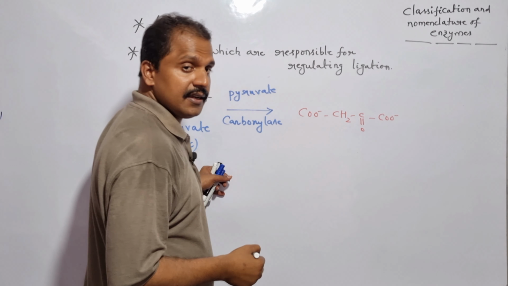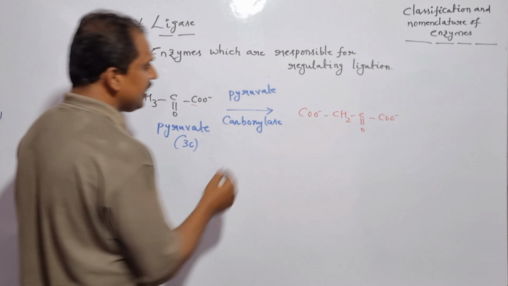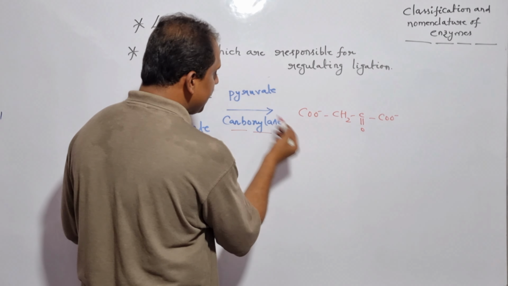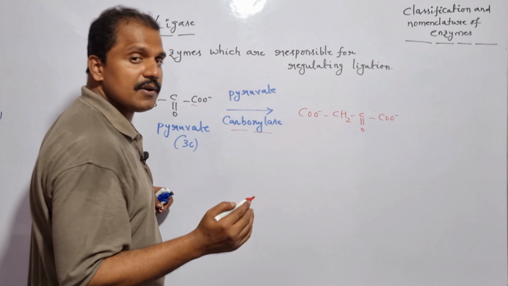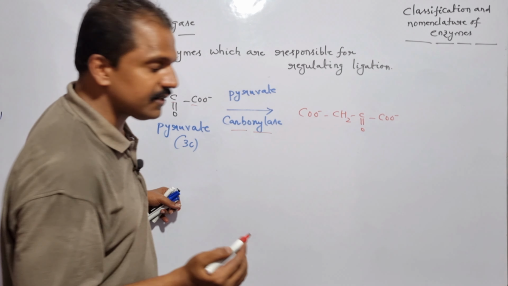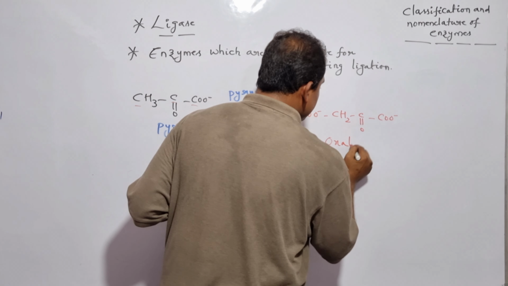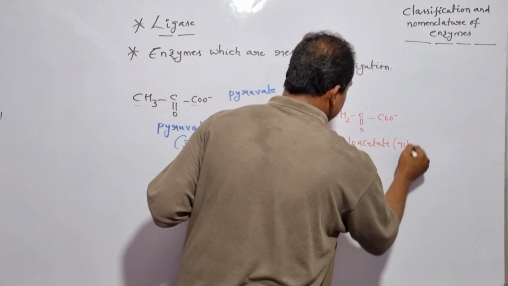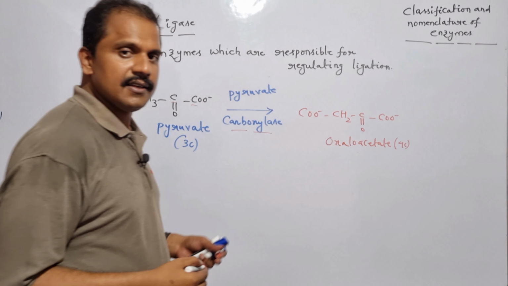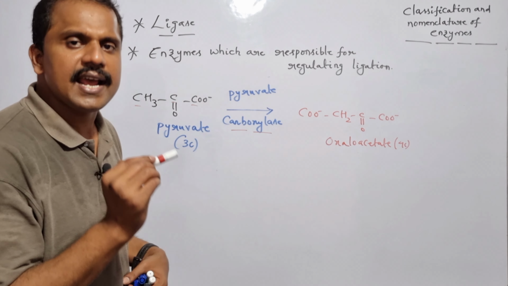Initially the pyruvate is a 3-carbon compound, but in the presence of an enzyme termed pyruvate carboxylase, pyruvate successfully turns into a 4-carbon compound termed oxaloacetate, which is a 4-carbon compound. Is it clear? So this is regarding ligases, and then after we will be studying translocases.